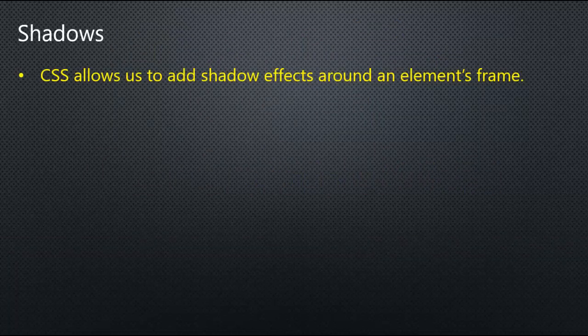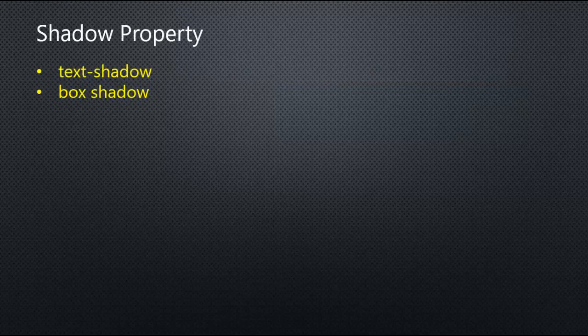Shadows. CSS3 allows us to add shadow effects around an element's frame. It means we can add the shadow in text or any box or any images as well. Text shadow and box shadow are the properties for shadows. For text shadow, we use the property to add the shadow in a text. If you are using box shadow, we can add the shadow on a box or any image.